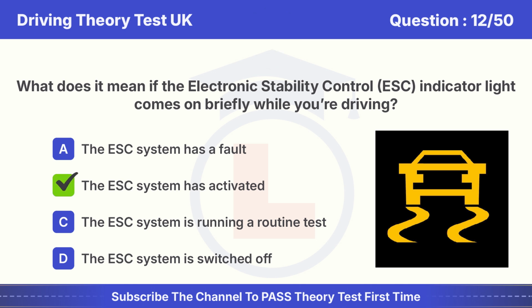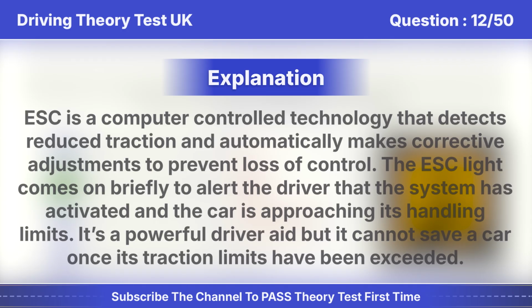Answer is B. The escape system has activated. Escape is a computer-controlled technology that detects reduced traction and automatically makes corrective adjustments to prevent loss of control. The escape light comes on briefly to alert the driver that the system has activated and the car is approaching its handling limits. It's a powerful driver aid, but it cannot save a car once its traction limits have been exceeded.